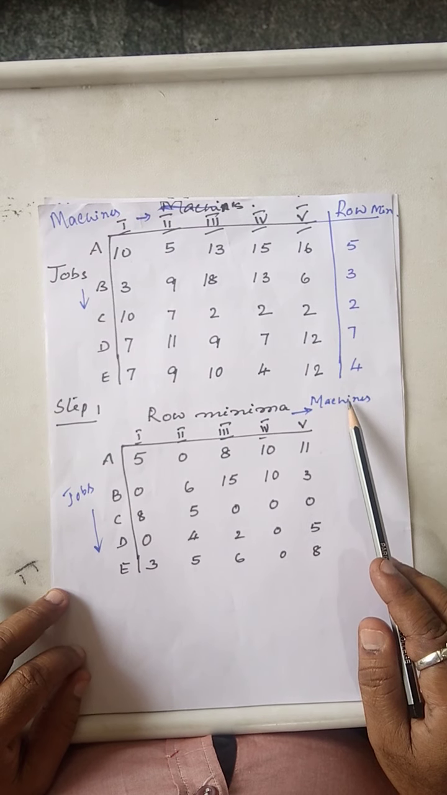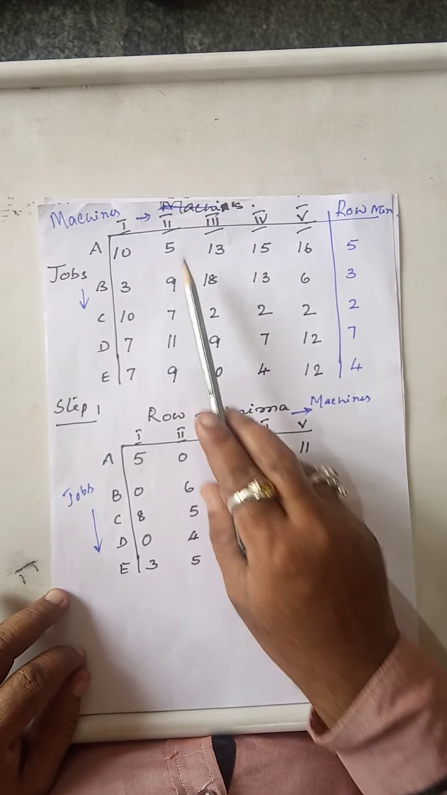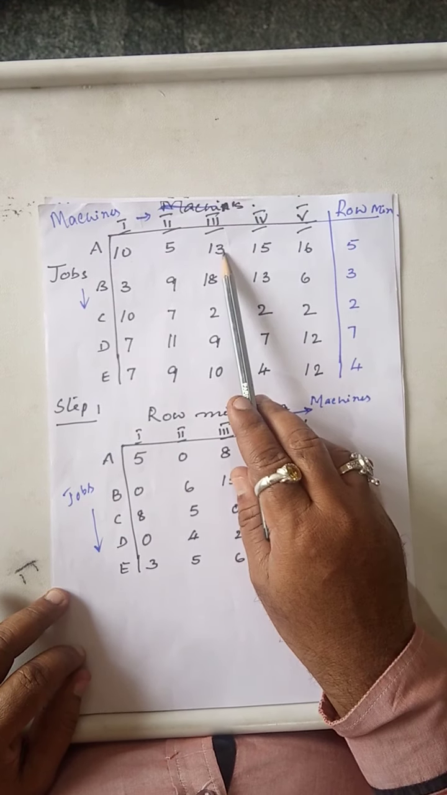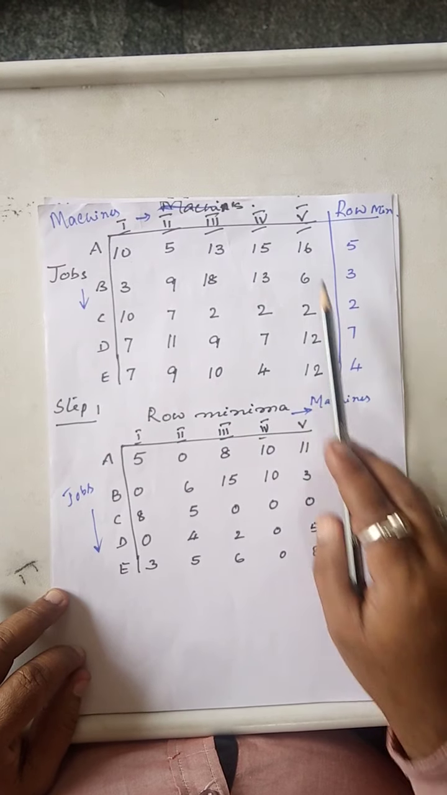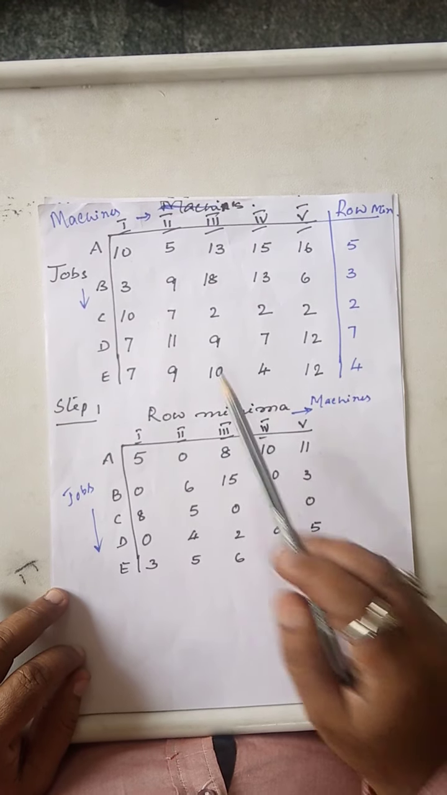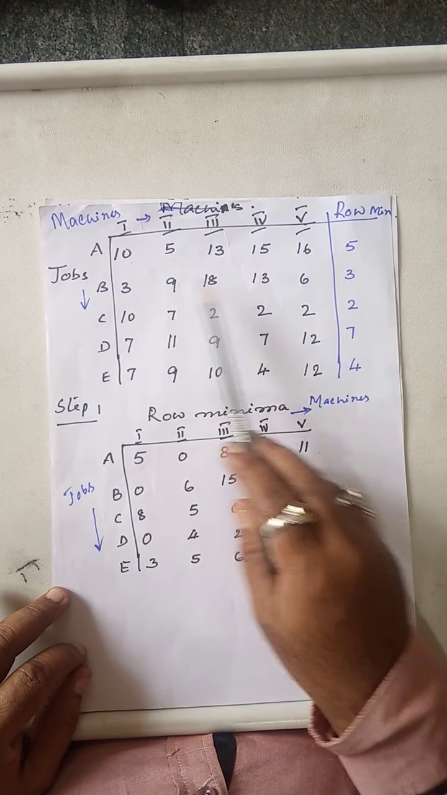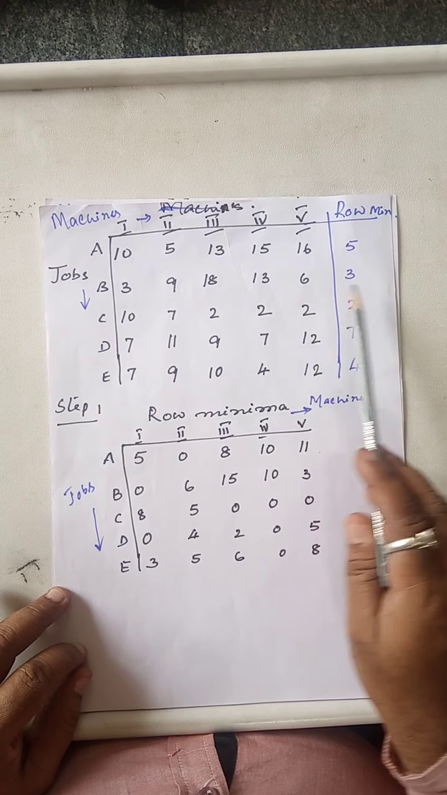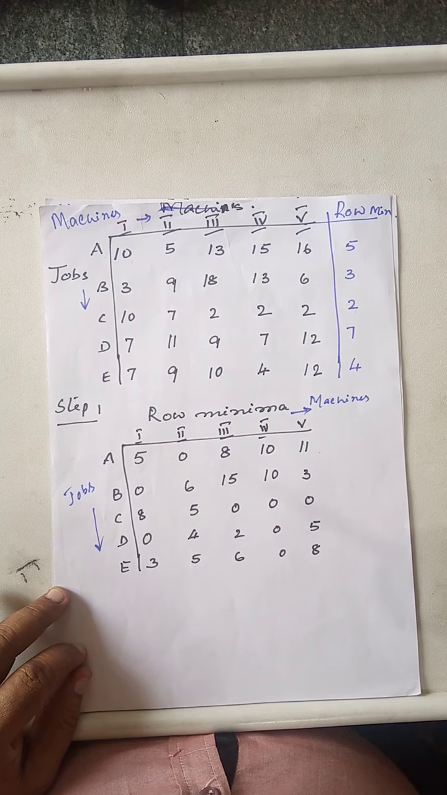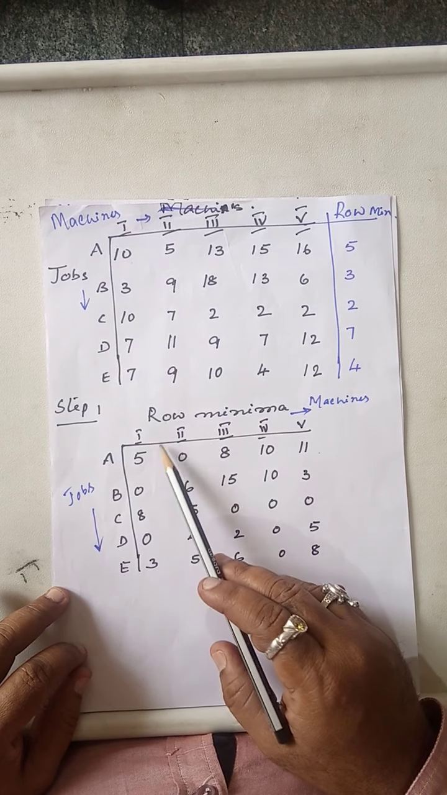Row minimum operation says that you have to take the difference, that is 10 minus 5 is 5. 5 minus 5 is 0. 13 minus 5 is 8. 15 minus 5 is 10. 16 minus 5 is 11. And similarly, with respect to the second row here, 3 is minimum. 3 minus 3 is 0. 9 minus 3 is 6. And 18 minus 3 is 15. Likewise, it continues, and we have the row minimum that is revised.